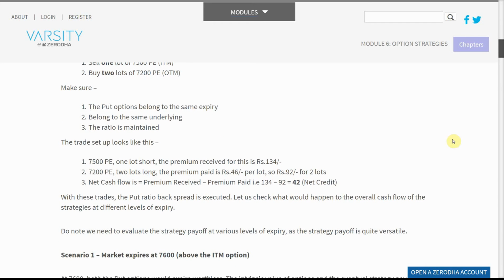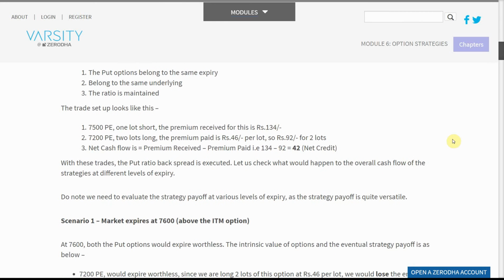7,500 PE, 1 lot short. The premium received for this is 134 rupees. 7,200 PE, 2 lots long. The premium paid is 46 rupees per lot, so 92 rupees for 2 lots. Net cash flow equals premium received minus premium paid, i.e. 134 minus 92 equals 42 net credit. With these trades, the put ratio back spread is executed.